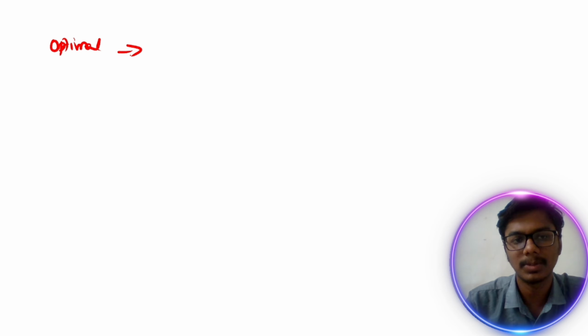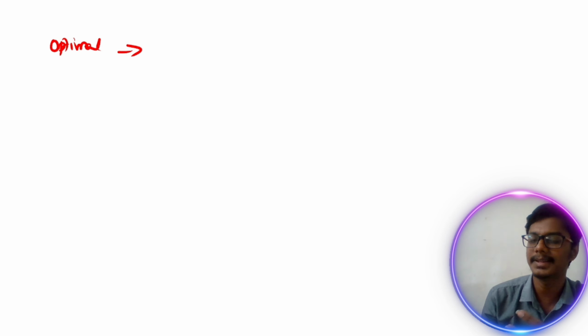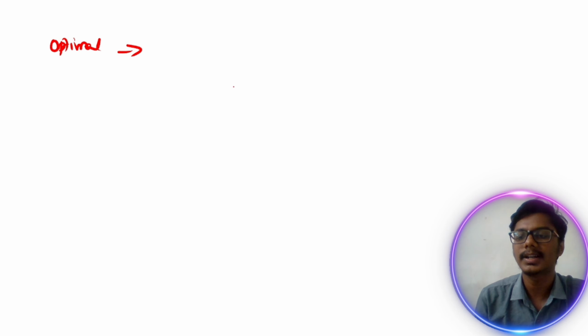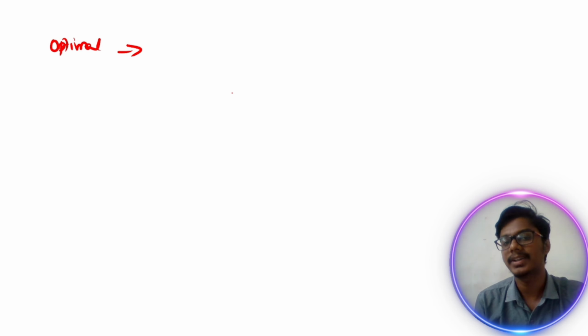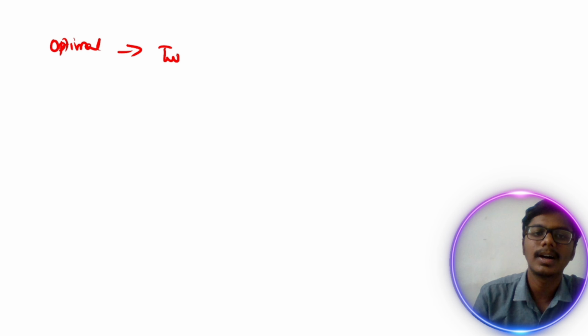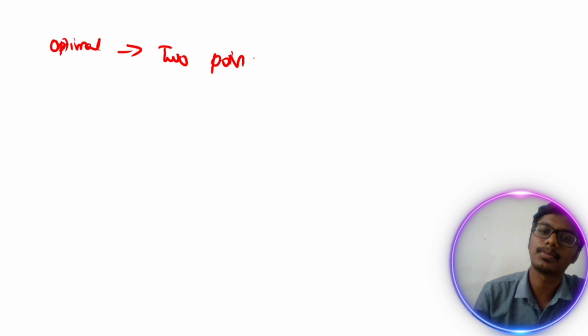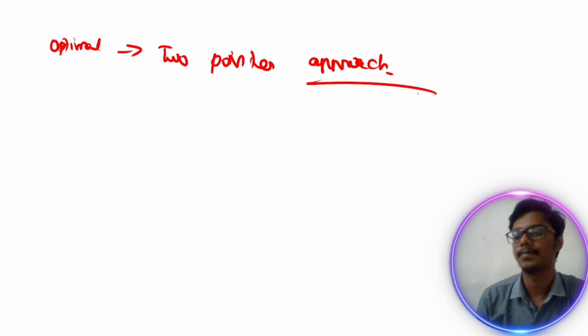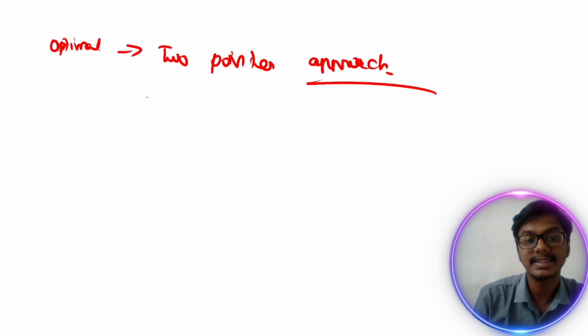What problems are we facing? If the length of the array increases, we can face time complexity and space complexity issues. So for that, I'm using the two-pointer approach. The optimal solution is all about the two-pointer approach. What can we discuss in the two-pointer approach? We can simply initialize the left pointer as well as the right pointer.